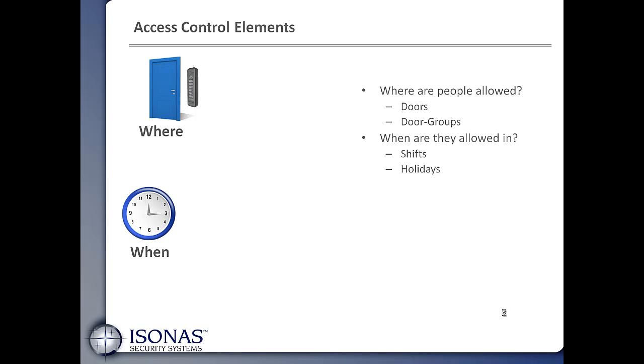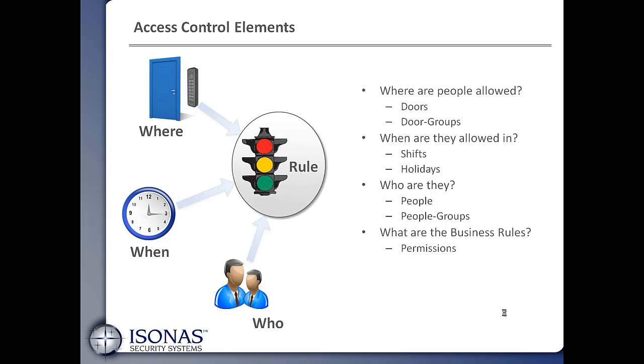Example shifts might be 24 hours a day, 7 days a week, or maybe a cleaning crew shift of Thursday nights from 6 p.m. to 11 p.m. Holidays can also be used to adjust when people are allowed access. The concepts of people and people group allow the system to address the who question. Once the who, when, and where elements are in place, the system's business rules are built with permissions, which state that this group of people are allowed access through this group of doors during this time frame. This simple slide presents the core concept of an electronic access control system, such as the ISONAS solution.